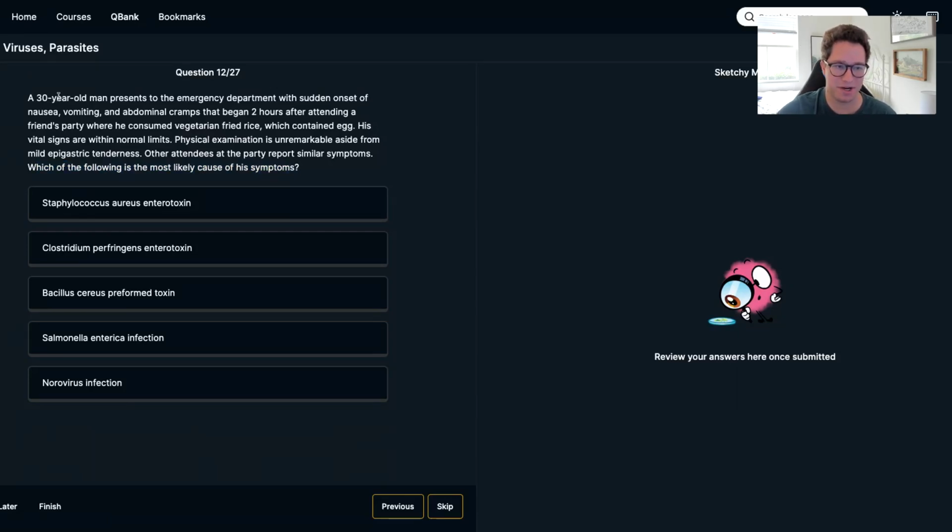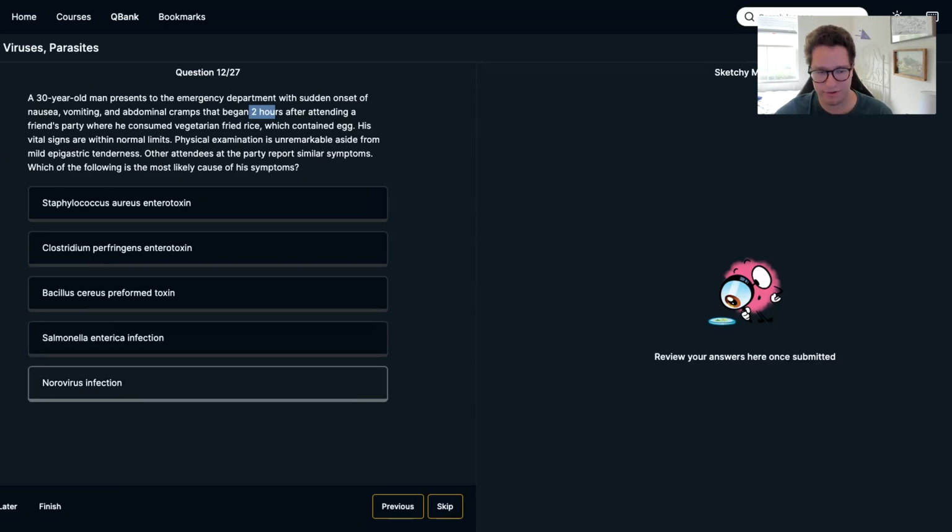So I have a 30-year-old man in the ED with sudden onset, very important, sudden onset, nausea, vomiting, and belly cramps 2 hours after attending a friend's party. He had fried rice that had egg. Vital signs are normal, physical exam is essentially normal, and other people at the party have similar symptoms. All right, it's food poisoning. But what type of food poisoning?